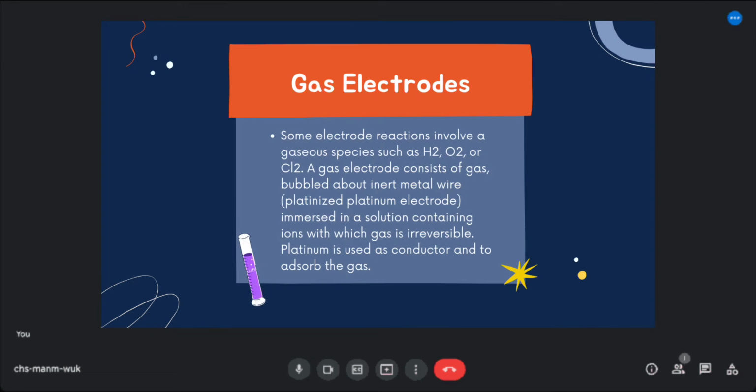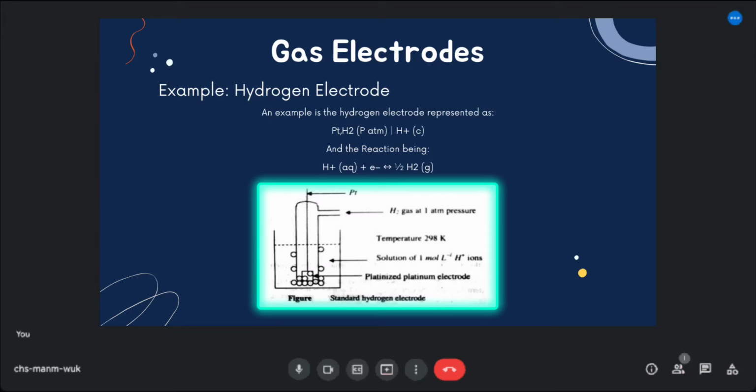Gas electrodes. Some electrode reactions involve a gaseous species, such as nitrogen, oxygen, or chlorine. A gas electrode consists of gas bubbled about an inert metal wire, immersed in a solution containing ions with which the gas is reversible. Platinum is used as conductor and to absorb the gas. An example is a hydrogen electrode, and the reaction is represented as shown below.